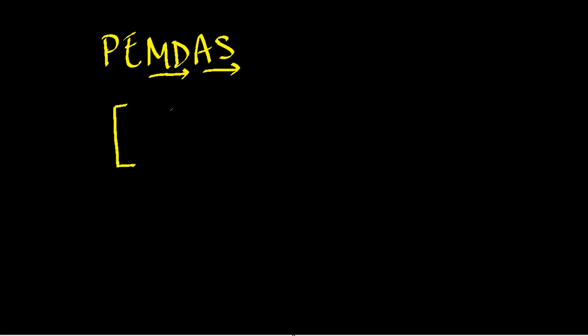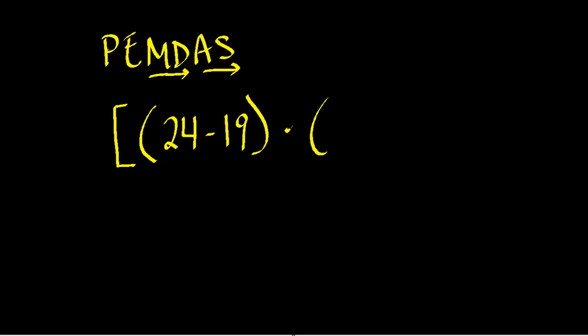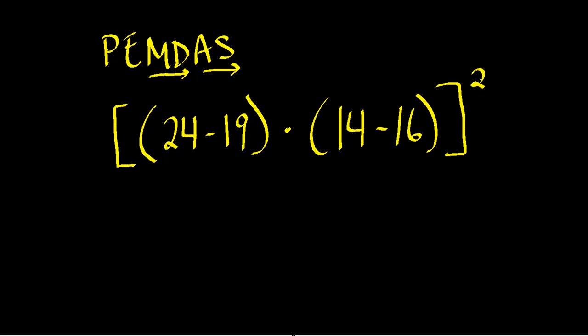Bracket, left parenthesis, 24 minus 19, right parenthesis, times (14 minus 16). And we will square everything inside there. So according to the order of operations, we always complete inside the parentheses first, the innermost parentheses. So we can complete both of these at this first step.